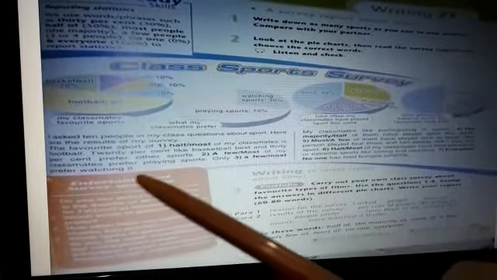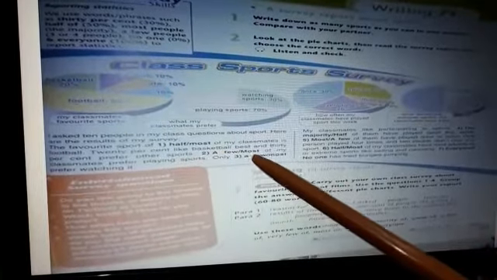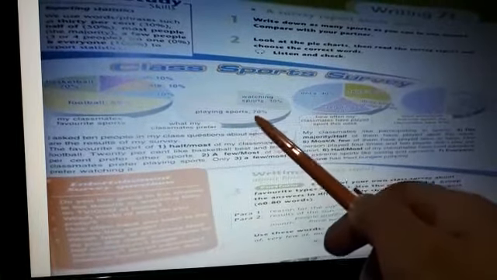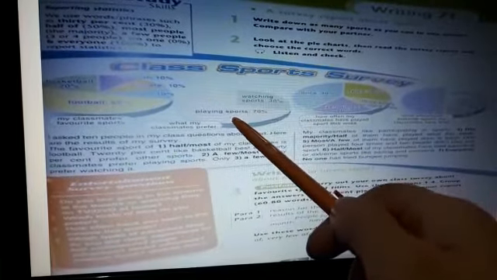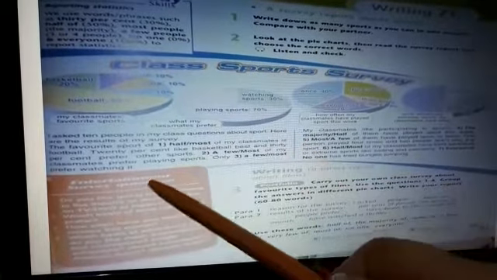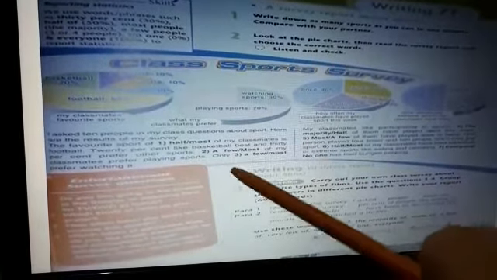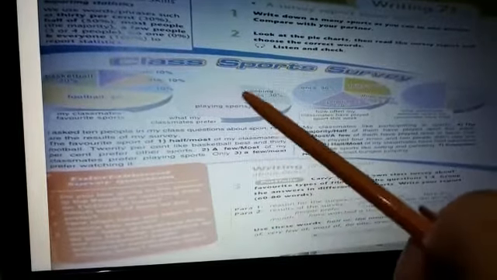Most of my classmates prefer playing sports. So we have in the second chart 70% prefer playing sports, so it is the majority. Only a few prefer watching it. So we have 30% prefer watching sports.